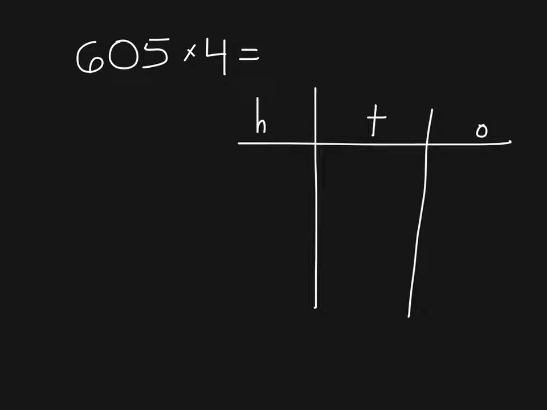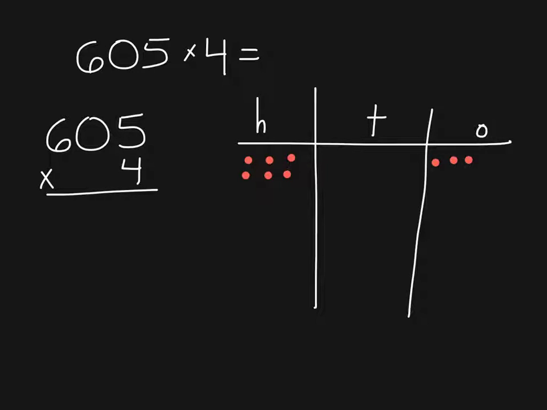So this next problem will get a little more challenging because we need to do some regrouping after we multiply. I'm going to start by rewriting this vertically, 605 times 4, and I can read this as 4 equal groups of 605. I'm going to start by modeling this number in my place value chart. I have 6 hundreds, 0 tens, and 5 ones. So I'm going to start by multiplying my ones.